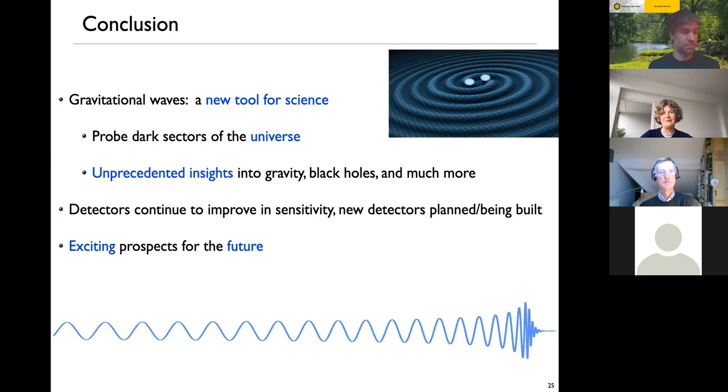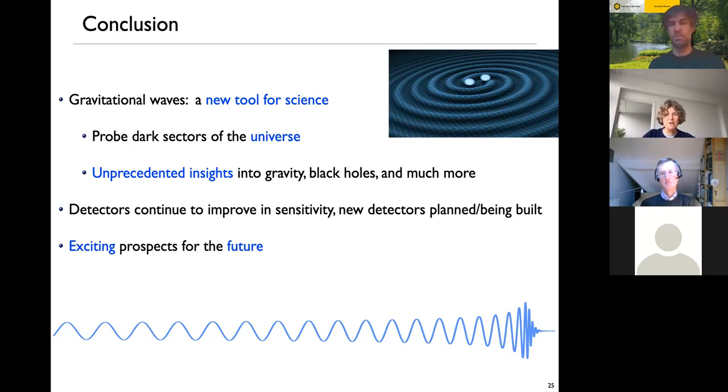And that brings me to the conclusion. Gravitational waves are finally now available as a new tool for science that give us access to otherwise dark sectors of the universe. So far, they've already allowed us to do completely new tests of gravity and black holes, and also much more that I didn't touch upon. Also, of course, when taken together with traditional electromagnetic information, one can learn much more about a source than from gravitational waves alone, at least in some cases.